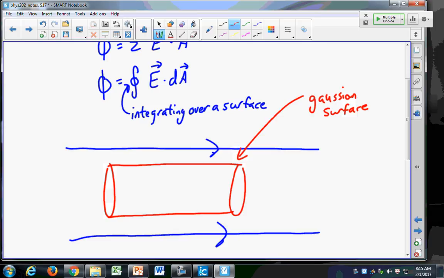Now, the electric field is always in this direction. There's my electric field. There's my electric field. My electric field is there.